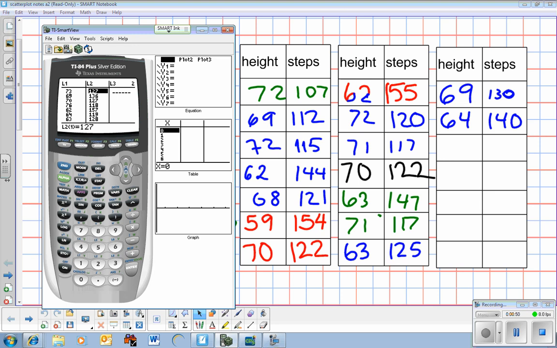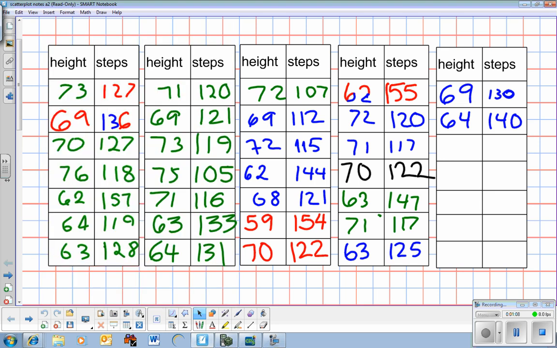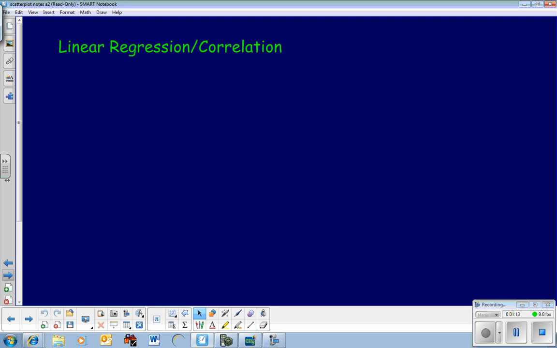So we're going to do basically everything we do today in the calculator, so we're going to need to have a set of data to work with. Keep these two lists in your calculator so that we can use them for further things as well. Okay, so let's get back to today's topic, linear regression and correlation.